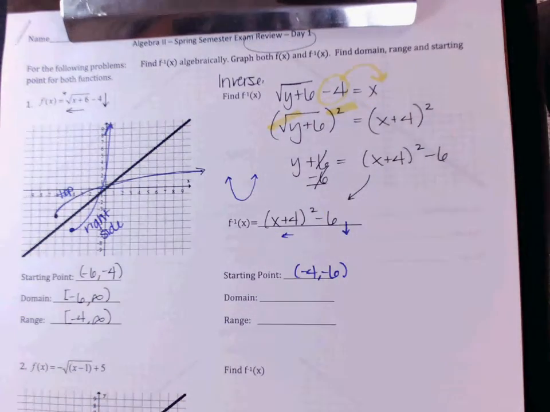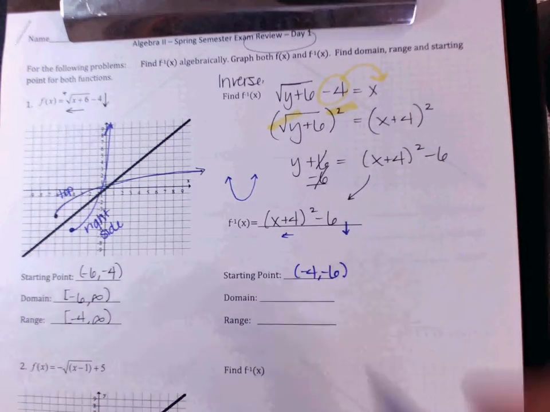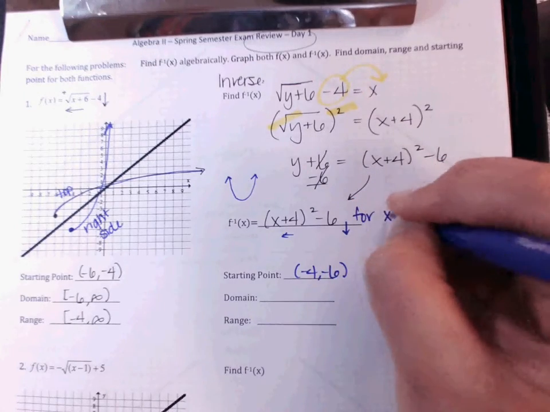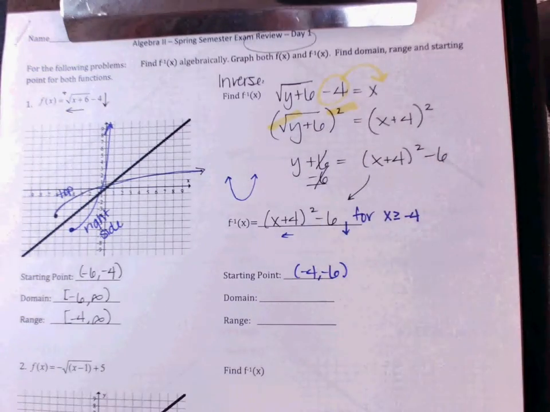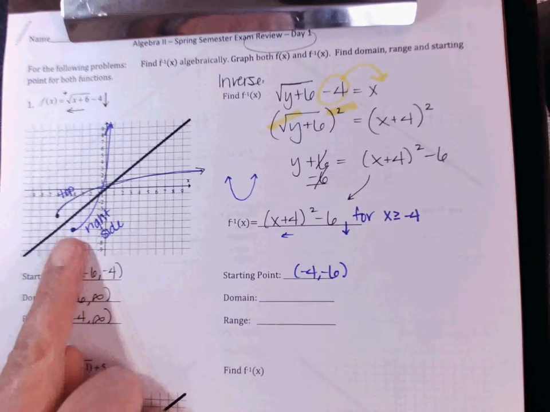The way that you would indicate that on your equation is you would put for x greater than -4. Now, where did I get -4 from? Well, that's my starting point.